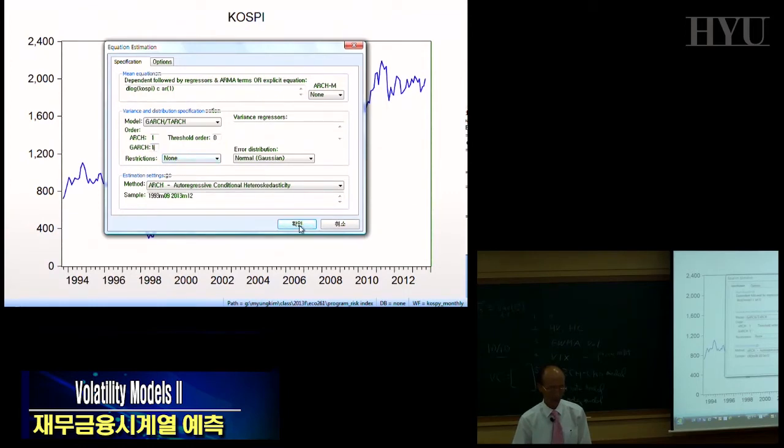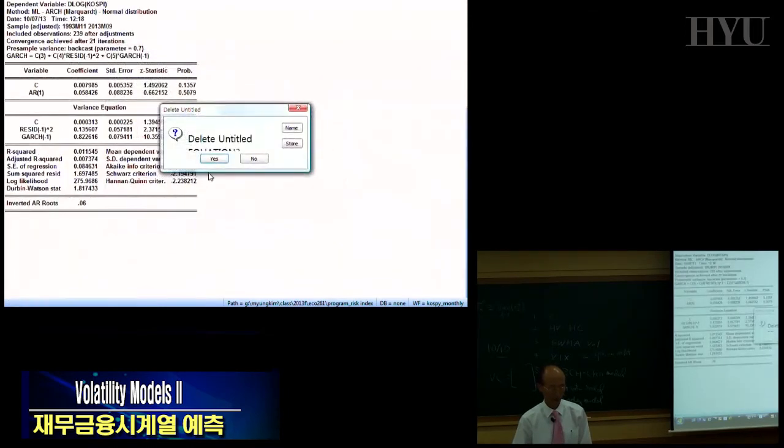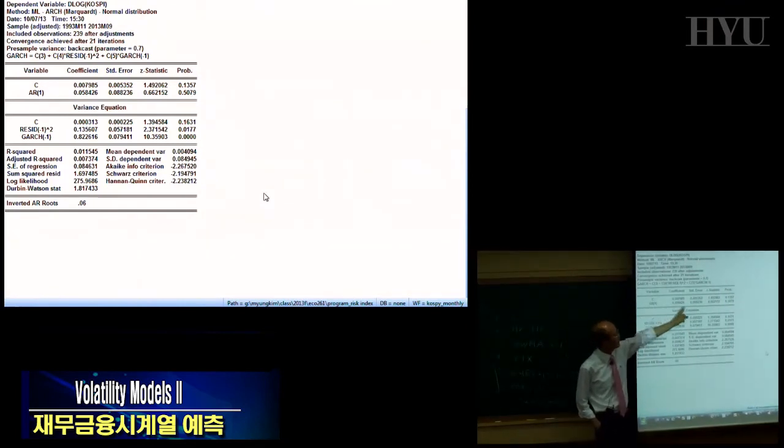And then we can try this one. This is the output. So mean equation, constant, doesn't seem to be significant. And this one, AR part, is not significant. Okay?